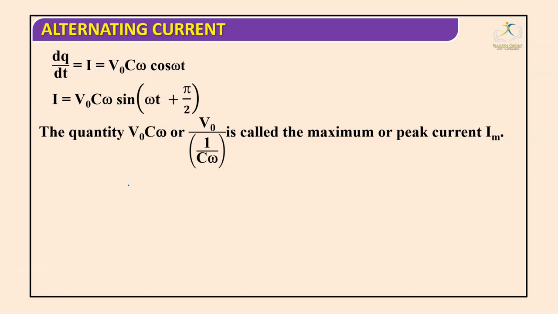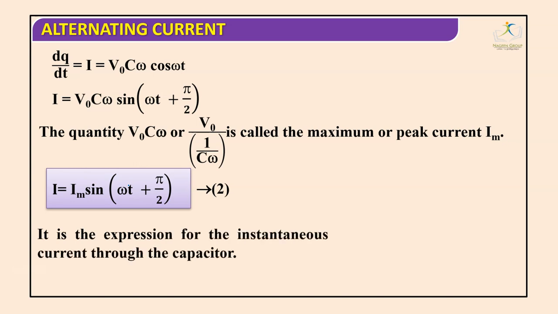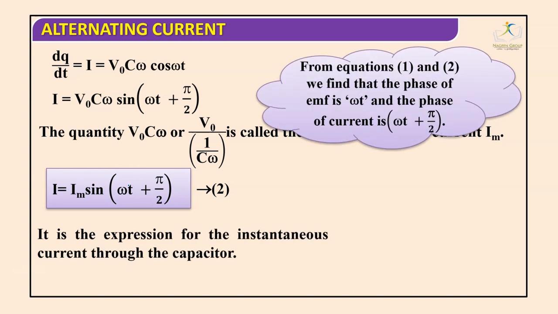The quantity V naught C omega is defined as V naught by 1 by C omega. It is called the maximum or peak value of the current. Or we can write I = Im sine (omega t plus pi by 2). This is the second equation. It is the expression for the instantaneous current through a capacitor.